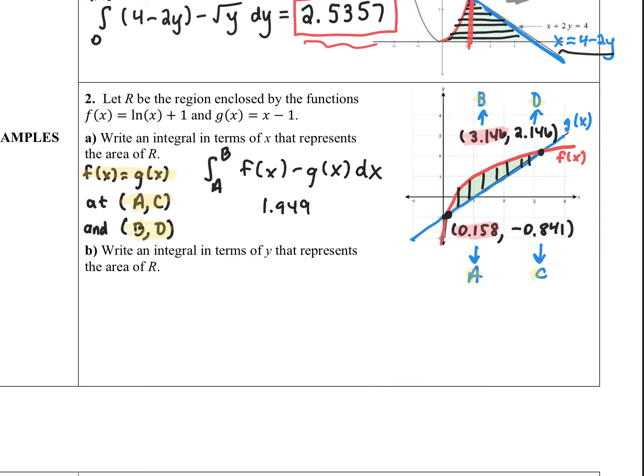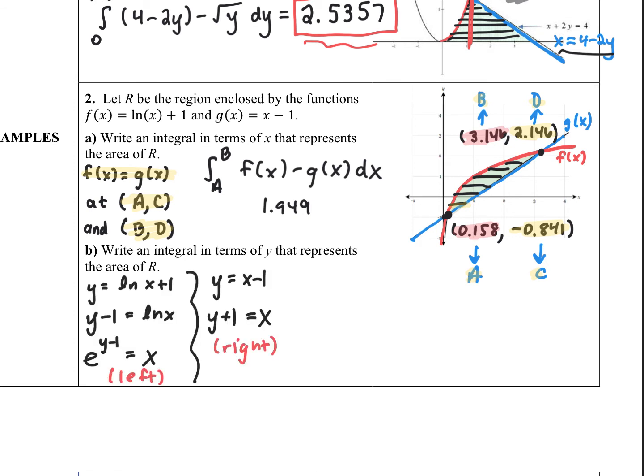The next part wants me to write an integral to find that area in terms of y. So now I'm going to look at this from left to right. I can see my limits are going to go from this c to d, so those y values of that region. I'm going to do right minus left. So my integrand is going to be formatted the blue one minus the red one. But before I put them in, I need to solve them for x, in other words, get them in terms of y. Solving each of these equations for x puts it in terms of y, and now I'm ready to write my integral. So my integral is formatted low y to high y, and then my graph on the right minus my graph on the left.